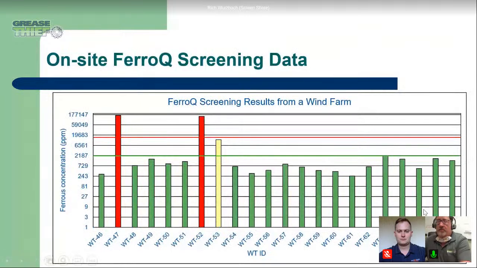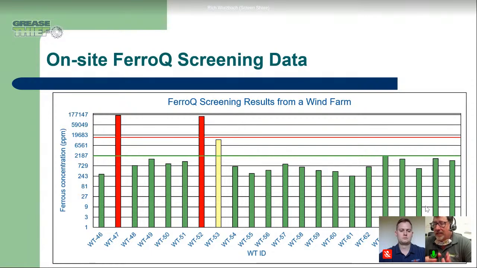And so here's some data to share that we've seen from the screening results. You can see some values here from wind turbines. You've got them numbered there. This is a number of them from a fairly large wind farm. And again, this is kind of a logarithmic scale with some differences in values there.